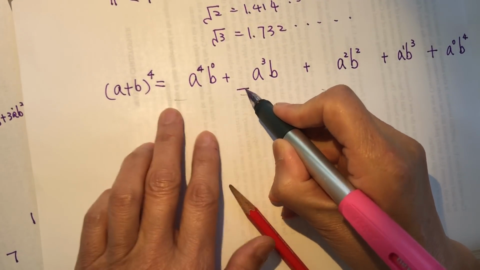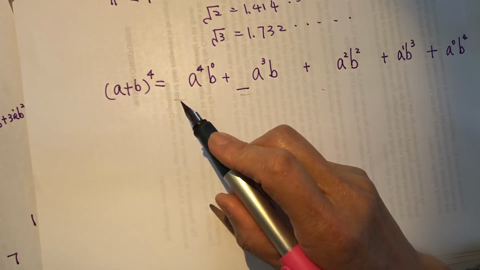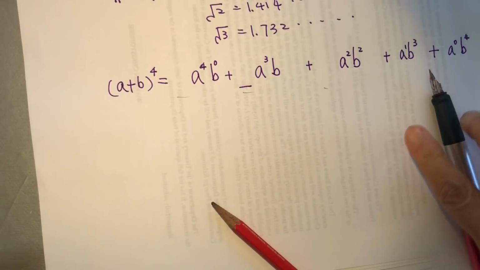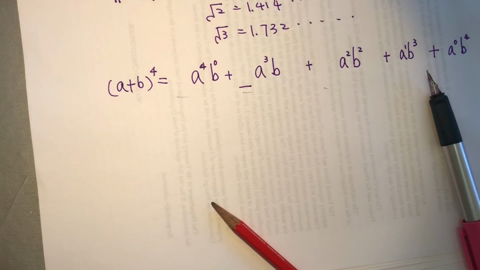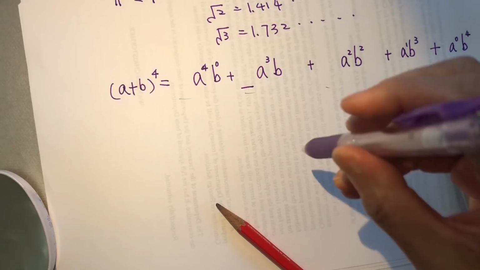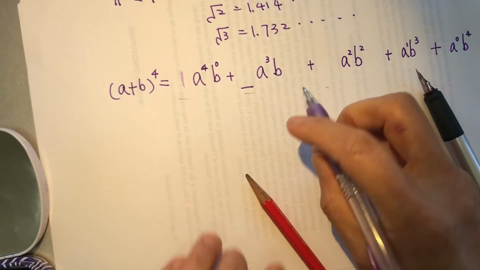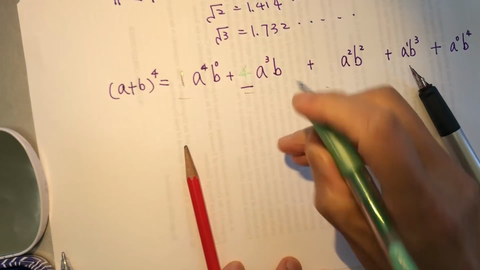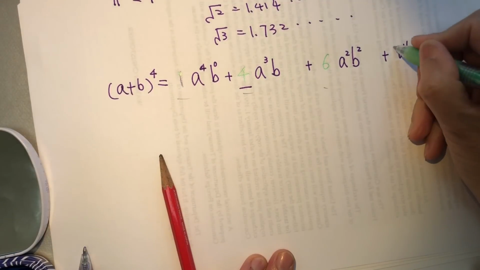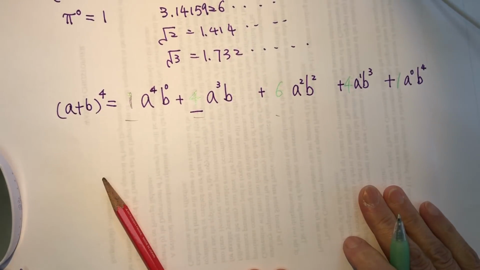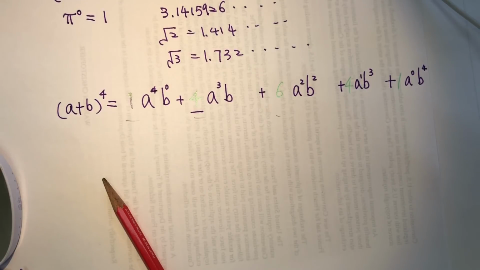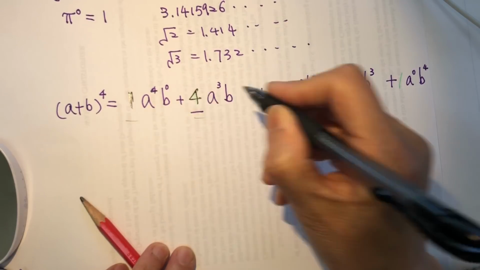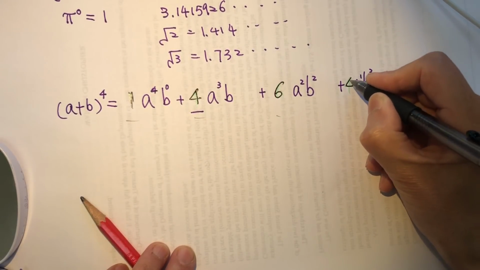And the coefficients here, for the power of 4, are 1, 4, 6, 4, 1. I use another color of pen. So here is 1, oh, green, 1, 4, 6, 4, 1. Can you see it?